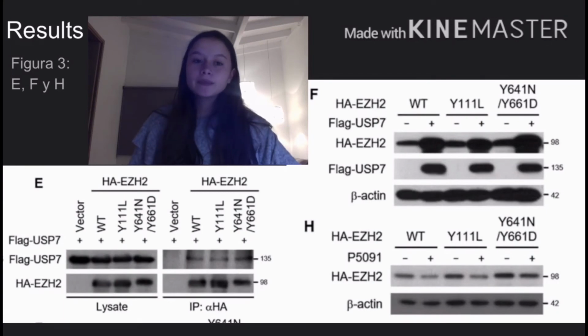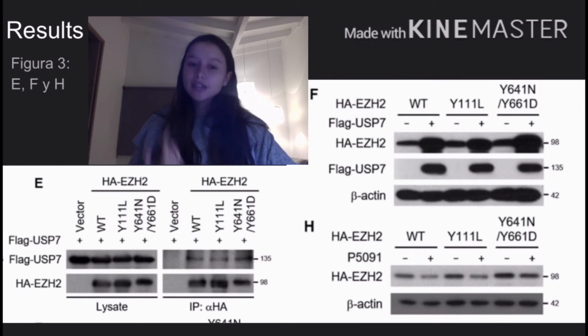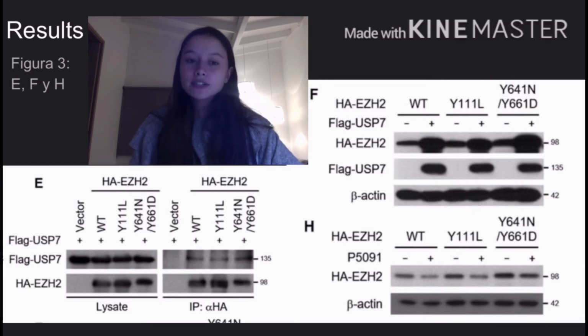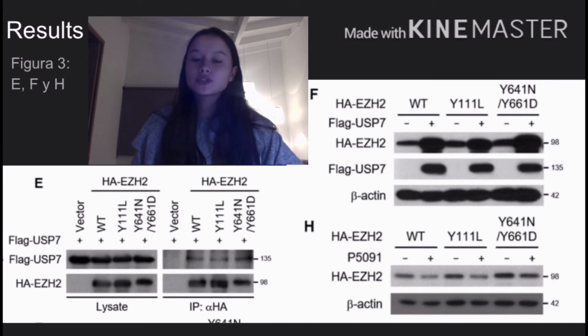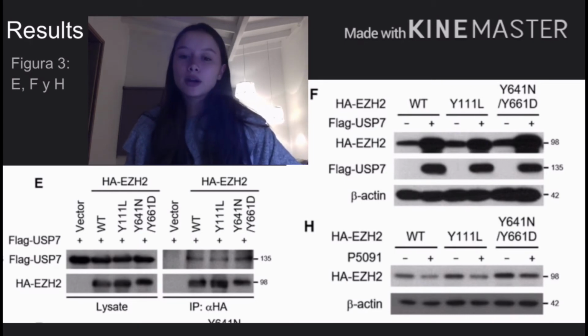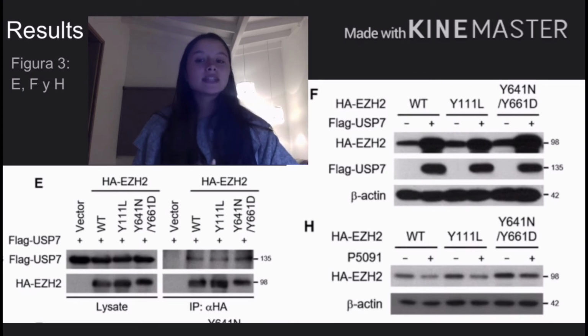Figure 3 shows how USP7 stabilizes oncogenic EZH2 mutants. In graph E, they are comparing lysate and IP, alpha HA. So, in the HA-EZH2, there are no significant differences between both. The cell lysates were subjected to immunoprecipitation with antigens and antibodies. The two therapy-resistant EZH2 mutants were found to interact with USP7.